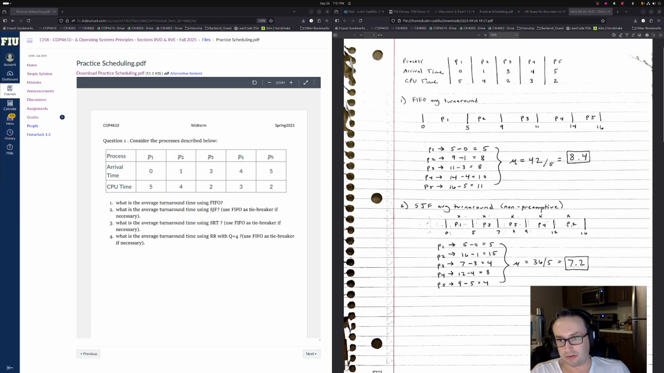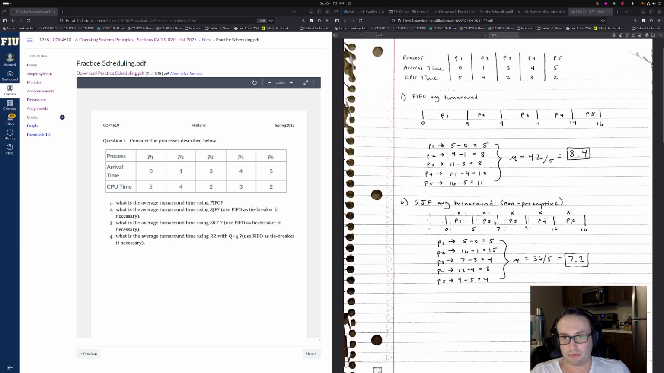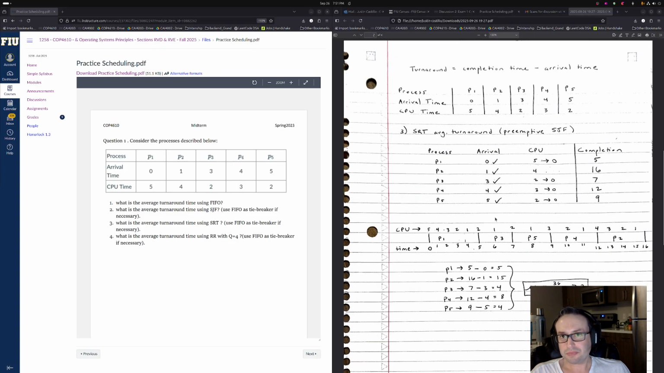That goes 5 to 7. Then P5 is also 2, that goes after P3. P4 with a CPU time of 3 goes next, and finally P2 with a CPU time of 4 goes next. We get these completion times, subtract the arrival times, average the differences, we get 7.2 average turnaround time.